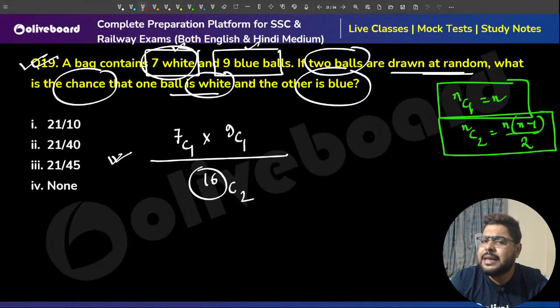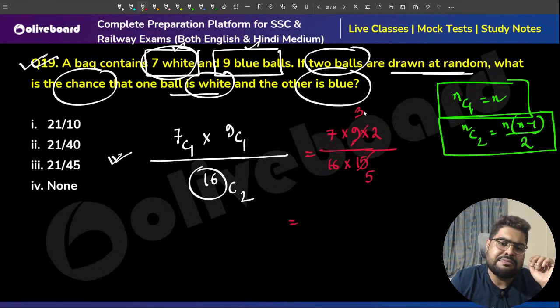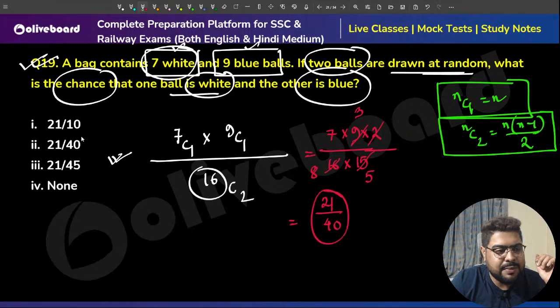Now there are multiple ways of doing probability, don't worry. 16 into 15 by 2. By 2 means it is multiplied by 2. So 3 3s are 9, 3 5s are 15, and 2 8s are 16, so it is 21 by 40. 21 by 40, option number 2 is your correct answer.